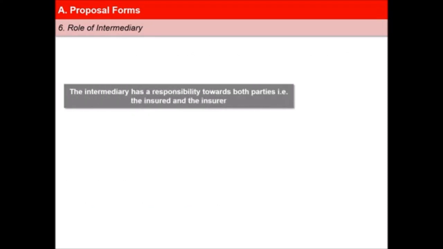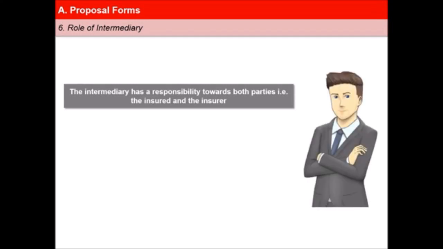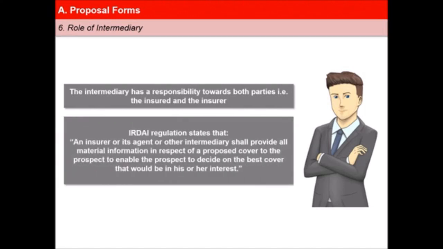The intermediary has a responsibility towards both parties, that is the insured and the insurer. An agent or a broker who acts as the intermediary between the insurance company and the insured has the responsibility to ensure that all material information about the risk is provided by the insured to the insurer. IRDA regulation states that an insurer or its agent or other intermediary shall provide all material information in respect of a proposed cover to the prospect to enable the prospect to decide on the best cover that would be in his or her interest.